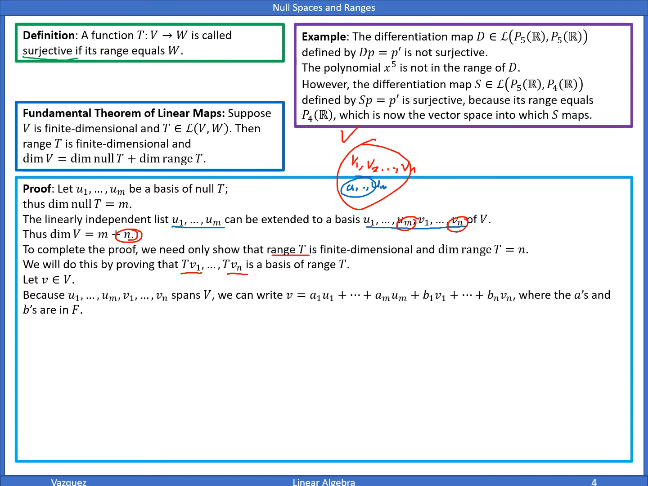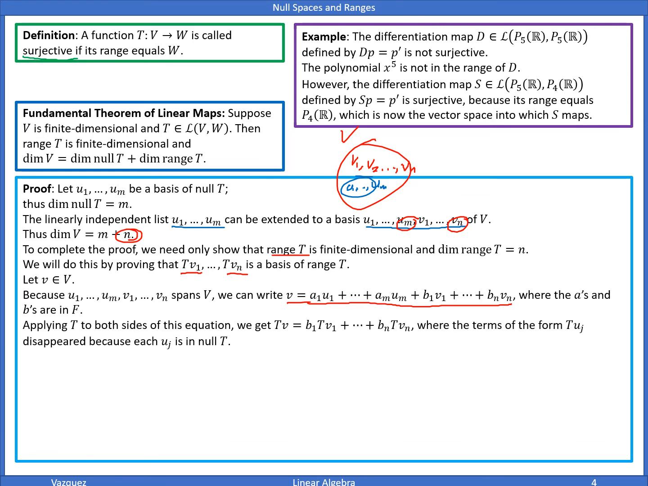Well, because u1 to um and v1 to vn span V, we can write every vector in V as a linear combination of all these vectors, where all the a's and all the b's are scalars in F. Well, applying T to both sides, we get that T of v is equal to b1 times T of v1 plus dot dot dot all the way to bn times T of vn.